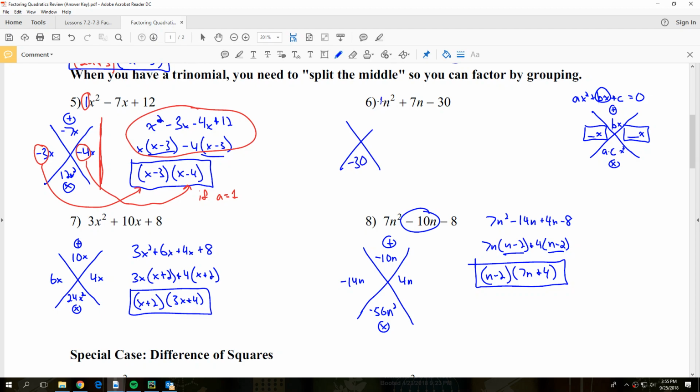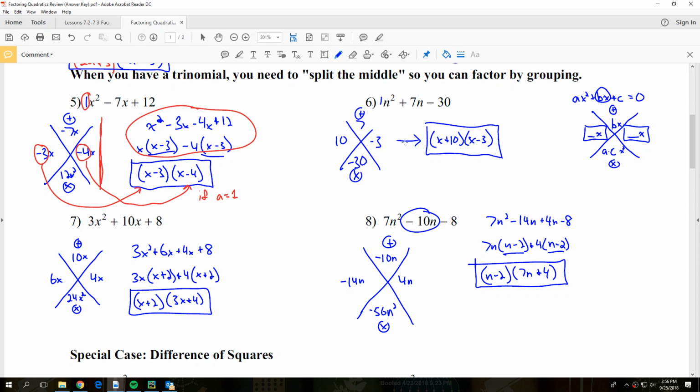If this is 1, then I just put the negative 30 in there because I know I'm going to stop. And this is positive 7. So this is multiplication, this is addition. So the two numbers are, let's see here, positive 10 and negative 3, which multiply to negative 30 and add to 7. So I can go straight to my answer, which is x plus 10 times x minus 3. Bam, done. Pretty easy, right?